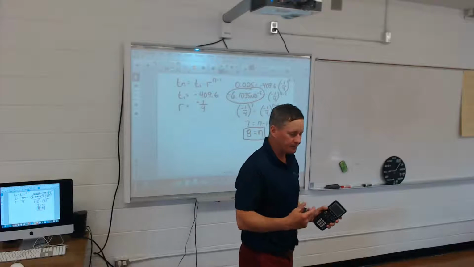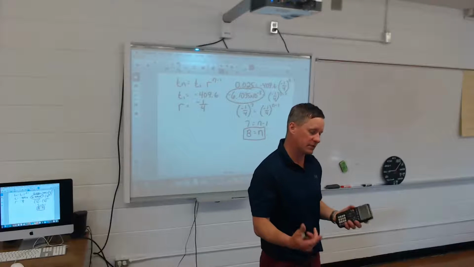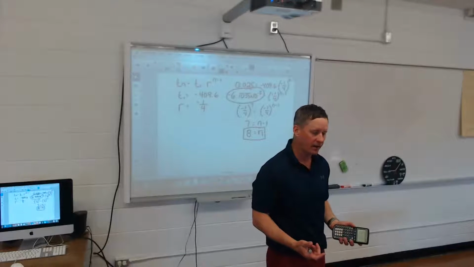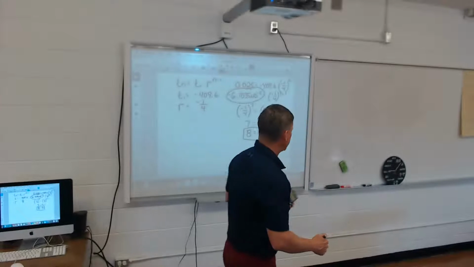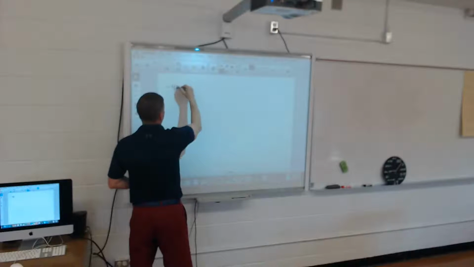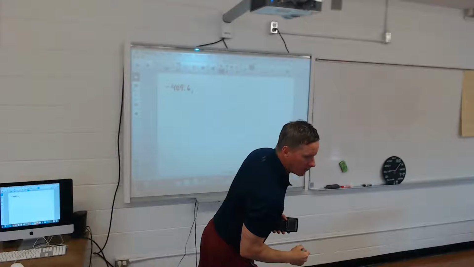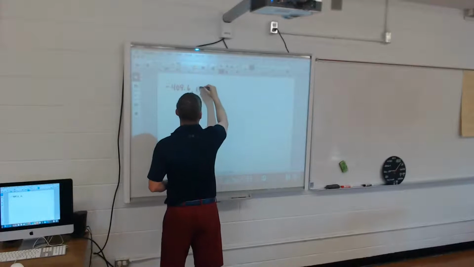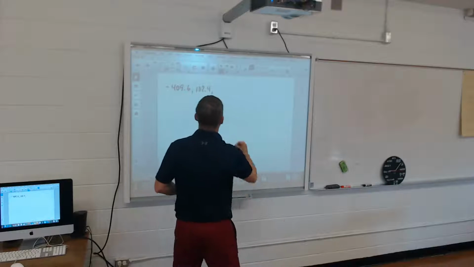Now, there is a different way I could have solved this question, and I would suggest using this once in a while if you're really struggling to get the bases equal to each other. And that is this. I'm going to take this question again. I've got minus 409.6, I've got 102.4, minus 25.6.